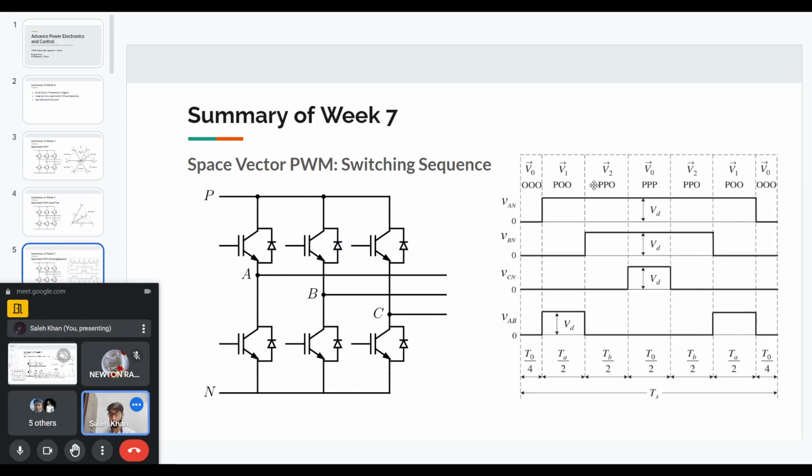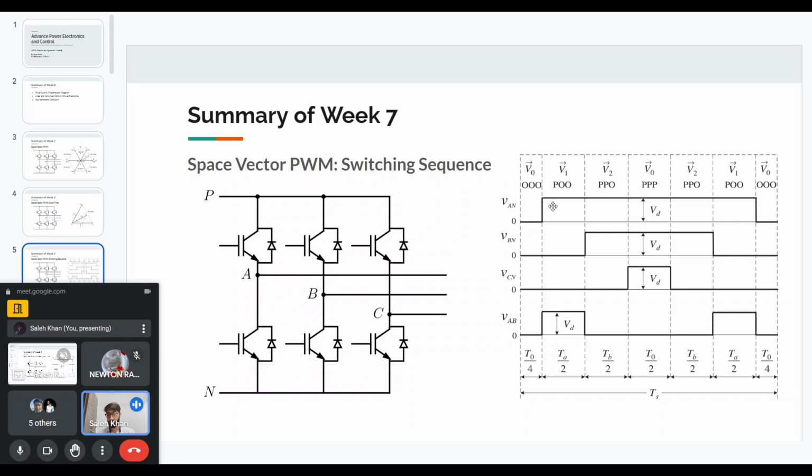In sine PWM, we have a similar situation in terms of V1 time, V2 time, and V0 time, but the division between PPP and OOO is different. In space vector, these are divided equally. So for half the T0 time, we will turn on PPP, and the other half we will turn on OOO. Then further, we can divide these times so that we get only one switching at one instant. So for example, we will start from time OOO, the OOO vector.